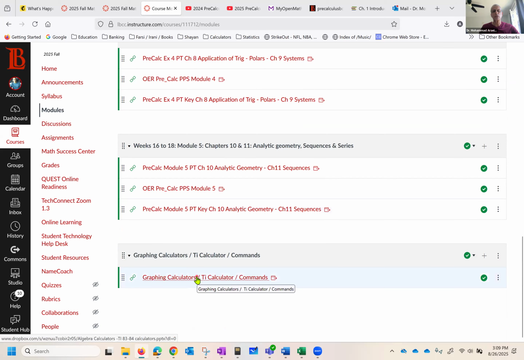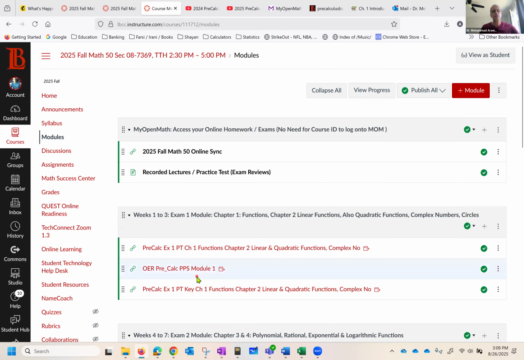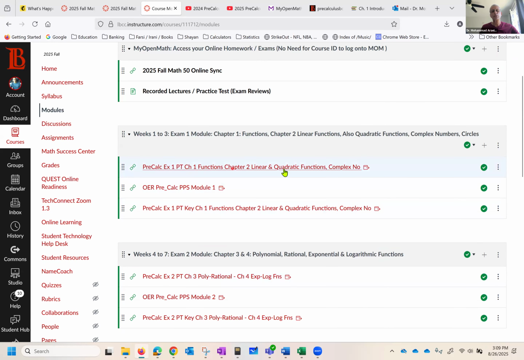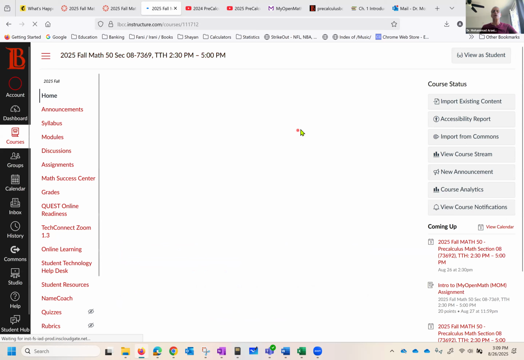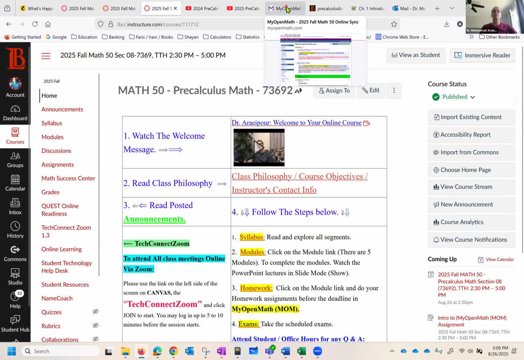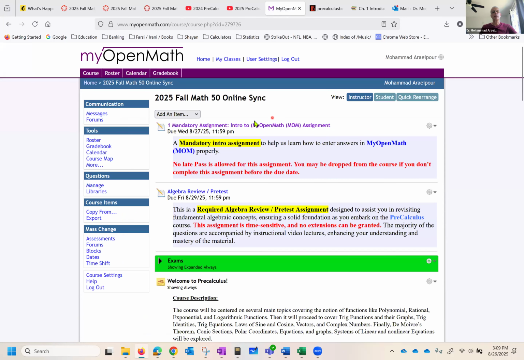The very last one is a resource for a TI. But if you look at the first one, you have the practice test, we have the PowerPoints, and we have the key to the practice test. So we register with My Open Math, takes us here. The very first assignment is Introduction to My Open Math.